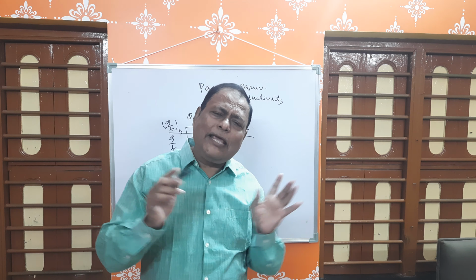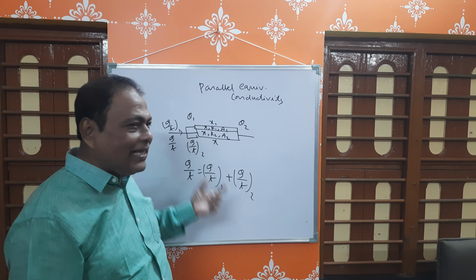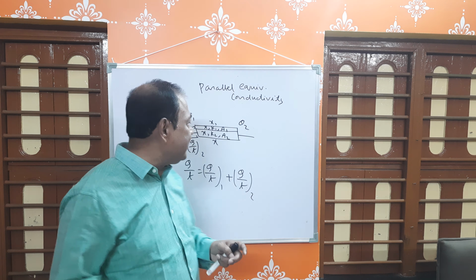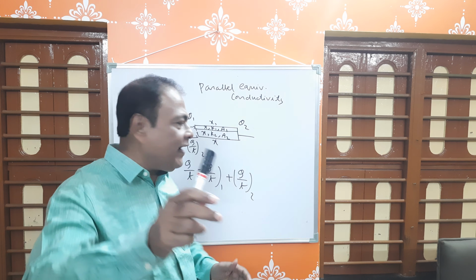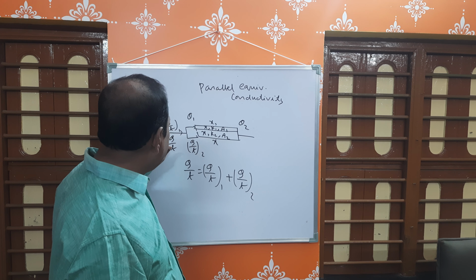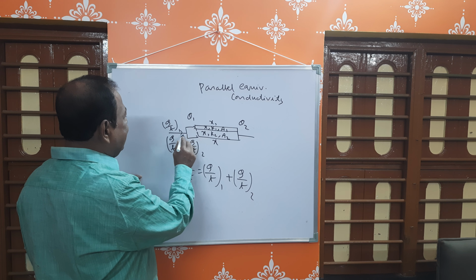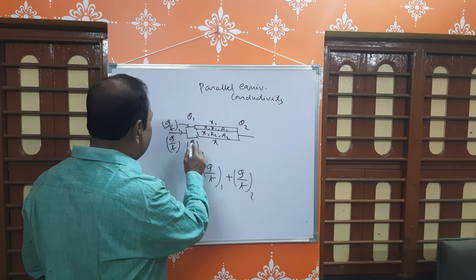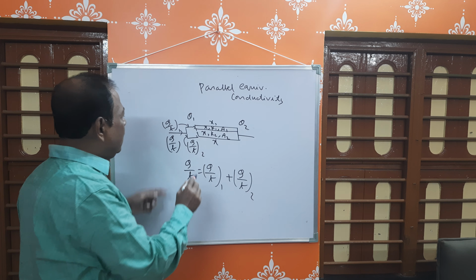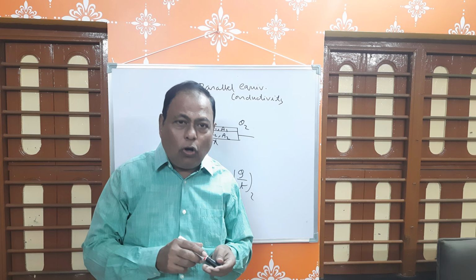As you know, similar to the current in case of the parallel, the current divides. In this case, the heat current divides. Heat current is Q by t. Here Q by t is the actual, and here it divides. This is Q by t for 1, and this is Q by t for 2. So Q by t is equal to Q by t for 1 plus Q by t for 2.